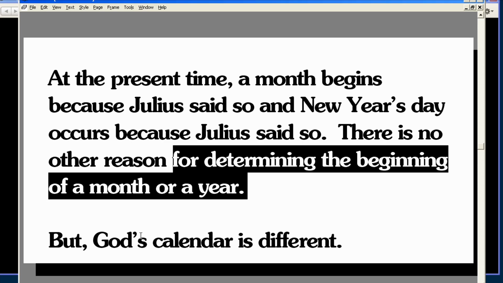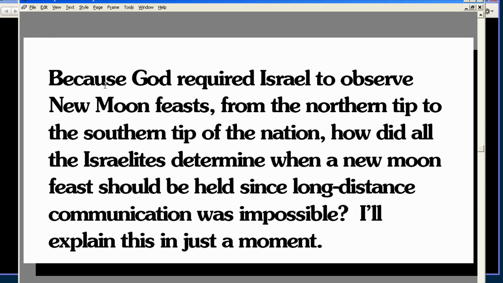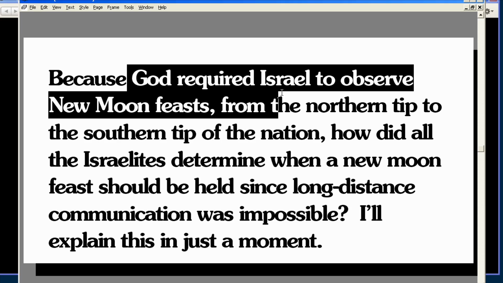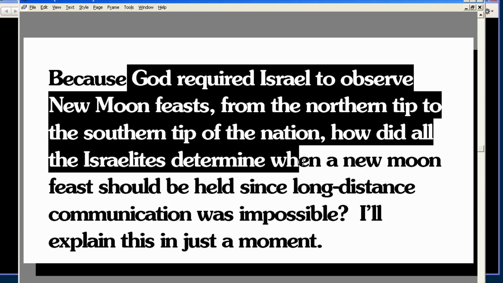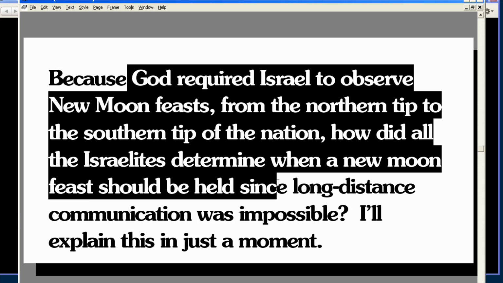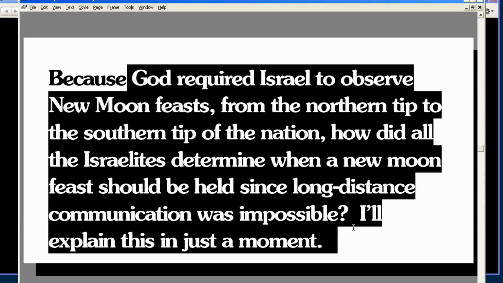But God's calendar is different. God's calendar is not limited to man's decrees. Because God required Israel to observe new moon feasts from the northern tip to the southern tip of the nation, how could all of the Israelites determine when a new moon feast should be held, since long-distance communication was impossible?